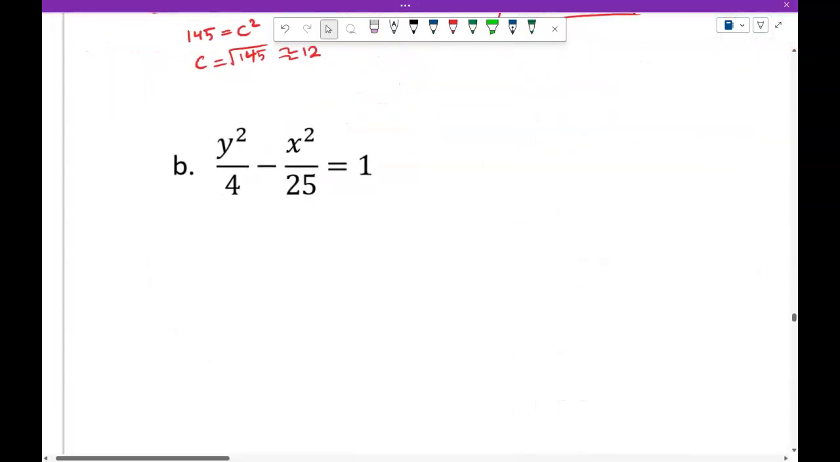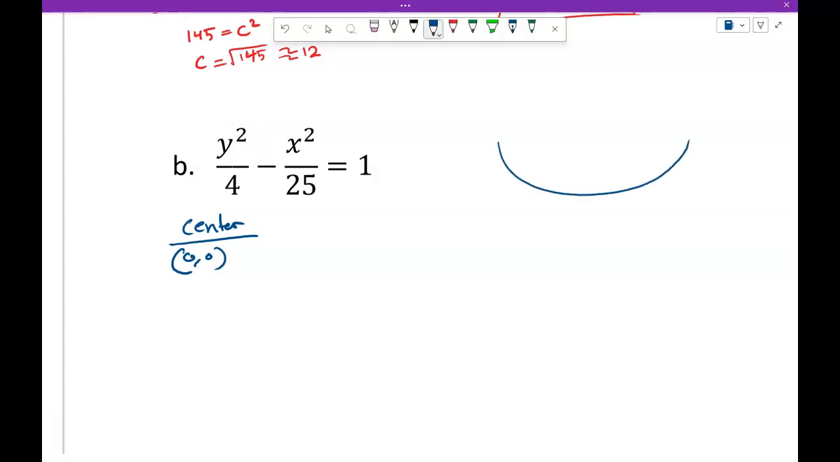Same thing, we'll start with the center, and this is also at the origin, but notice how y squared is first. That means it's going to be a vertical axis opening on the hyperbola. Now a squared is always first. A squared is 4, meaning a is 2. B squared is 25, meaning b is 5. Notice how a is not larger. That's why we don't call it a major axis.